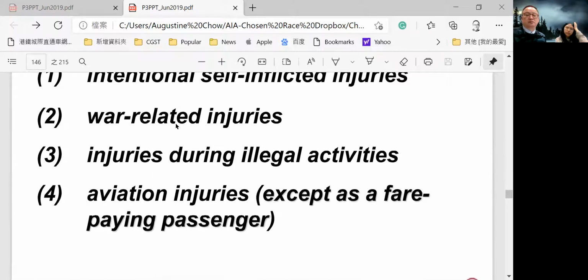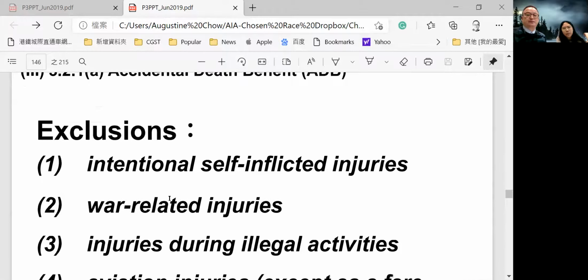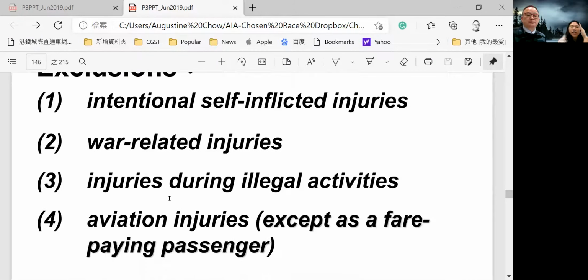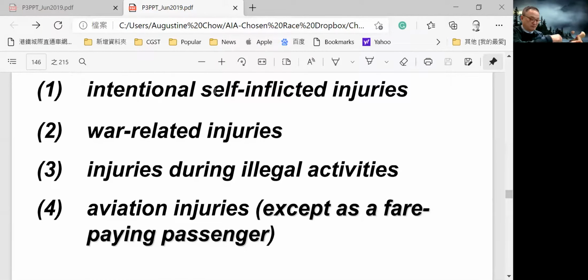Exclusion. Aviation injury, except as a fare-paying passenger. So you mean as a pilot, you cannot claim that. You cannot claim accident benefits. It's not an accident. If you are intentionally self-inflicting, it's not an accident. Okay.